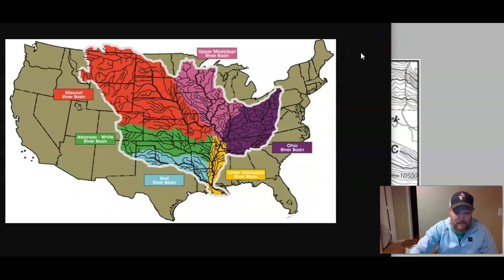If we were to open up this map here, this map is showing us the Missouri River Basin. So this is the watershed of the United States that feeds the Missouri River. This is the Upper Mississippi River. This is the Ohio River. This is the Arkansas White River, the Red River, which is here in Texas, right? And then this is the Lower Mississippi Basin. The Mississippi River is right here, and all of these rivers feed the Mississippi River. So this is the Mississippi River watershed, which covers over a third, almost a half of the United States.